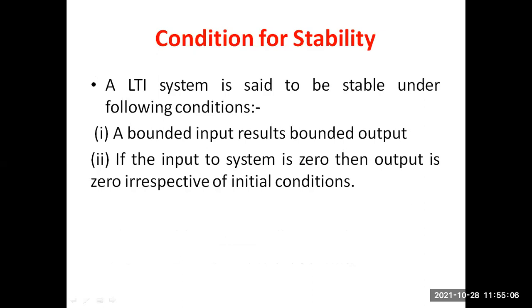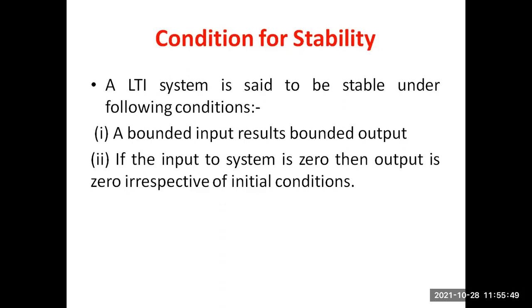Now next is the condition for stability. A LTI system is said to be stable under the following conditions. What is the LTI system? It is linear time invariant. The system should be linear. Linear means it should follow something like y equal to mx. So it should be a linear type of system. Time invariant means that with respect to time, the parameters should not change. It is a linear system with all the parameters fixed with time. So there is no change of the system parameters with respect to time.